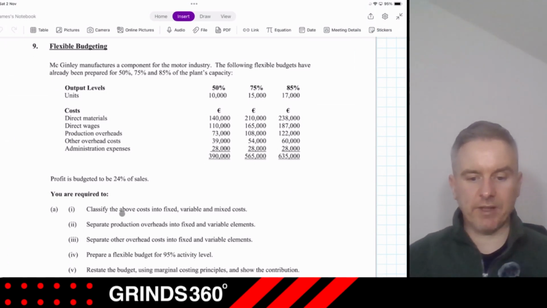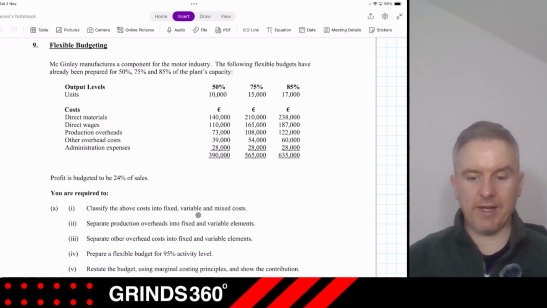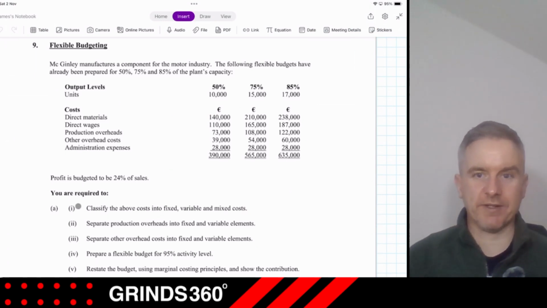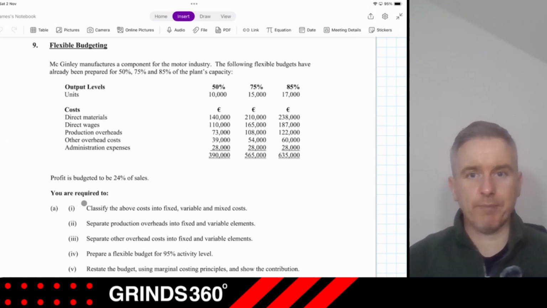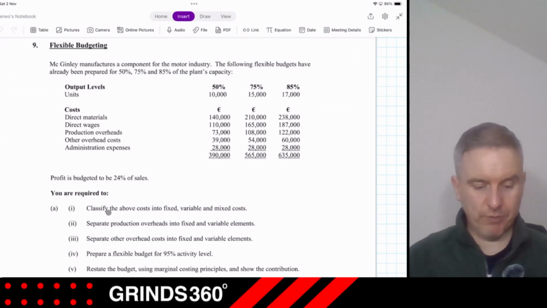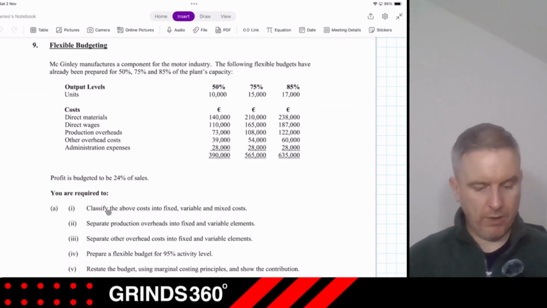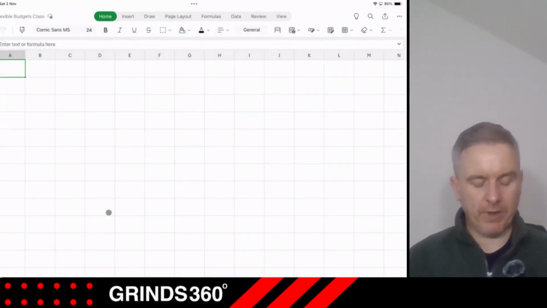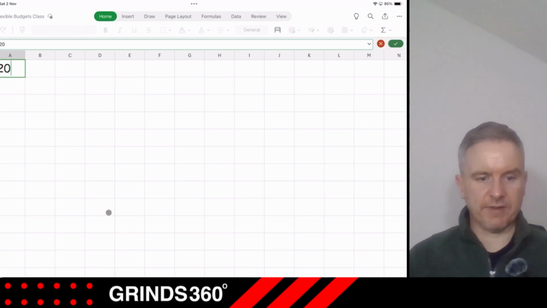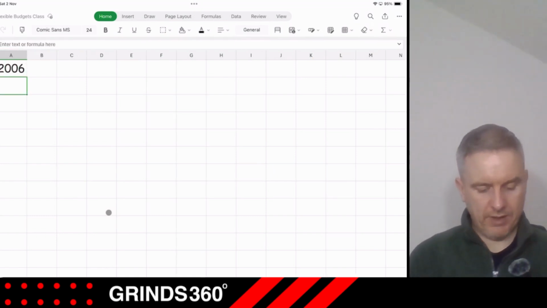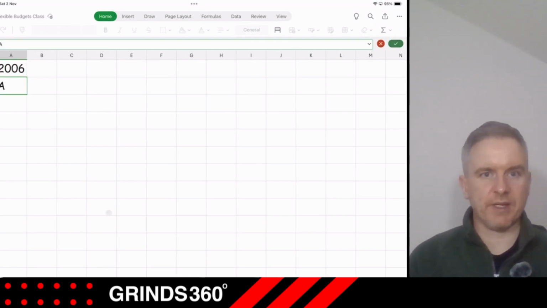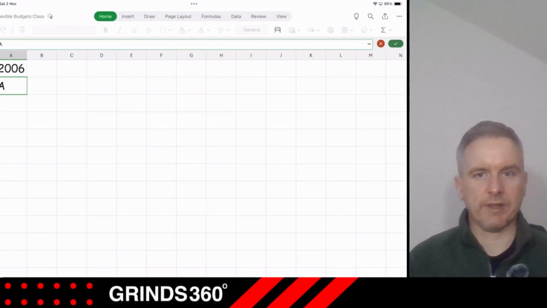And then classify the above costs into fixed, variable and mixed costs. Now, a really common thing here is for you to mark this on your paper and then not put it into your solution. A really simple set of marks to pick up, but you must actually state it, okay? So when we go to put this in then, we're coming back and we're saying, right, what has to be done here? So part A of this question, so this is the 2006 question, and we're just looking at part A here and we're saying, right, what needs to go in here?